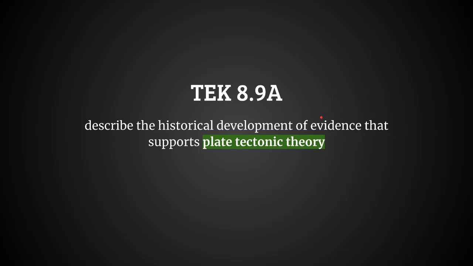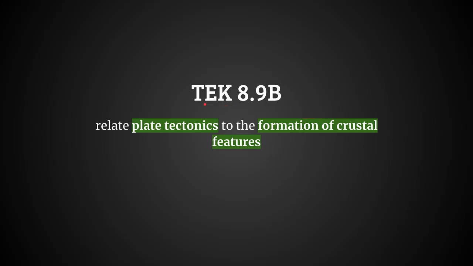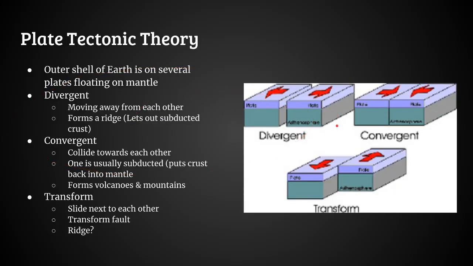Moving on to the plate tectonic theory, we see here that we have our different boundaries. Plate tectonic theory basically says that the outer shell of the Earth is on several plates, and it's just floating on the mantle. We have our divergent boundaries, where the plates are moving away from each other, and this forms a ridge.